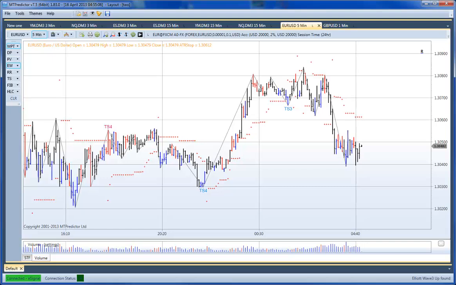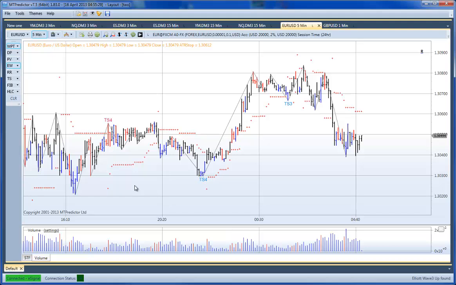In today's video I'd like to look at a Holy Grail trade setup that we've just had unfold on the Euro-US dollar, which is what we're looking at here on a 5-minute chart. The Holy Grail trade setup was this TS4 buy setup here. So I want to go through the steps that define our Holy Grail trade setup in MTPredictor. This is MTPredictor 7.5 I'm using here.